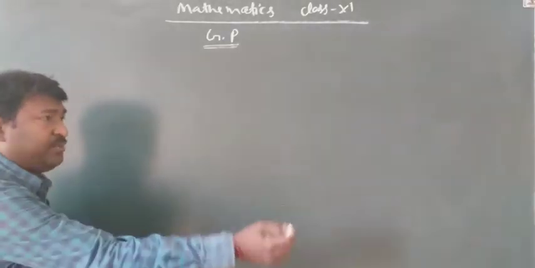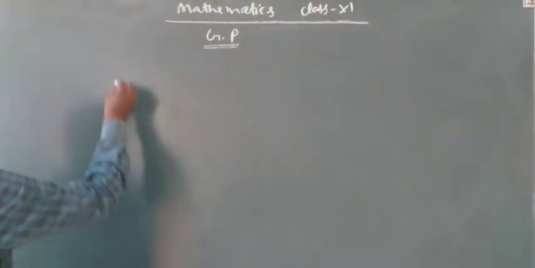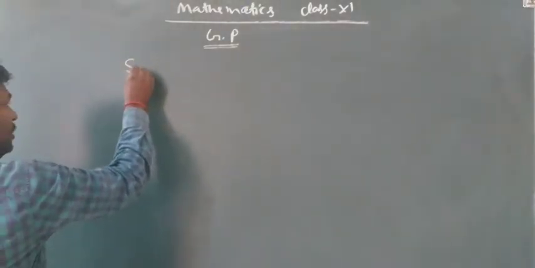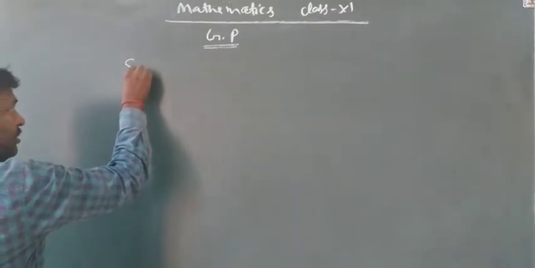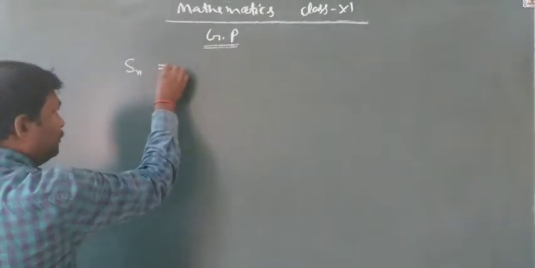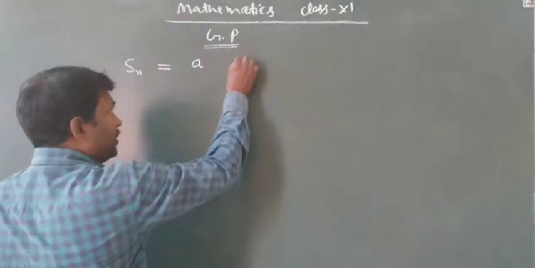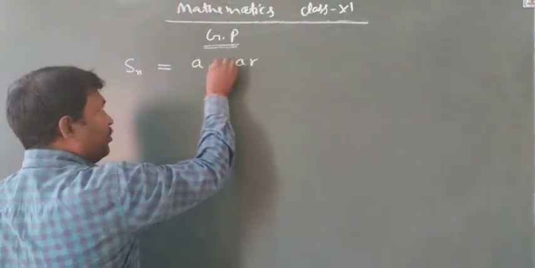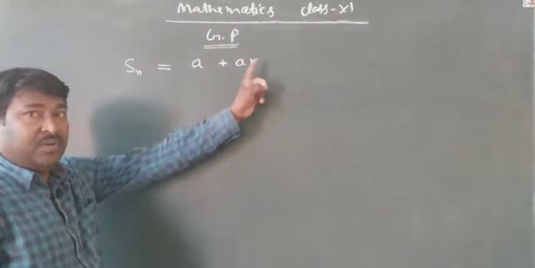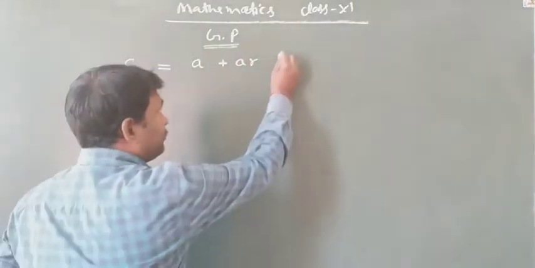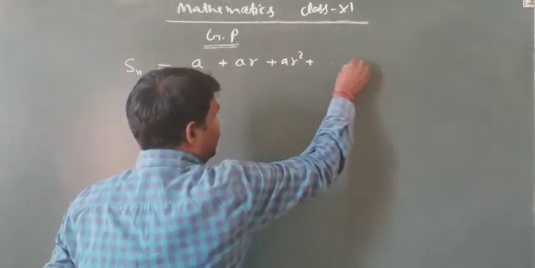Today I am going to explain to you the summation of a geometric progression. If you are given a geometric progression, then the sum of n terms of the GP is given by Sn is equal to: the first term of the GP is a, the second term is a into r, where r is the common ratio. Since you have to find the sum of n terms, you have to add a plus ar plus ar square and so on.